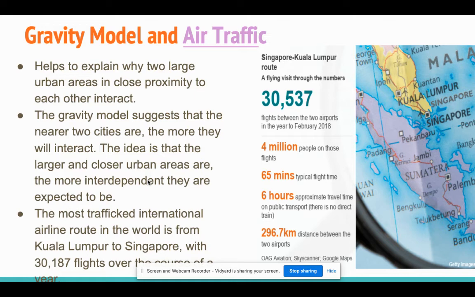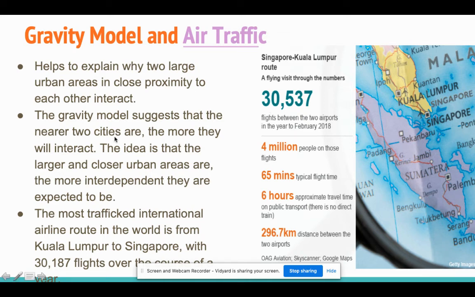Why are two cities like Kuala Lumpur and Singapore? Kuala Lumpur is in Malaysia. Singapore is in Singapore. Those cities, if you look at this on the map right here, they're not very far apart from each other. But why do Singapore and Kuala Lumpur have the most flights between those two areas? Just in 2018 alone, there were 30,000 flights between Singapore and Kuala Lumpur. The gravity model helps to explain that.